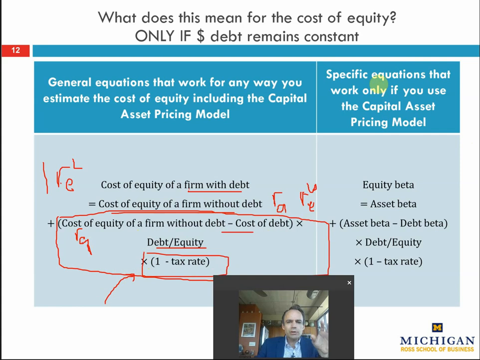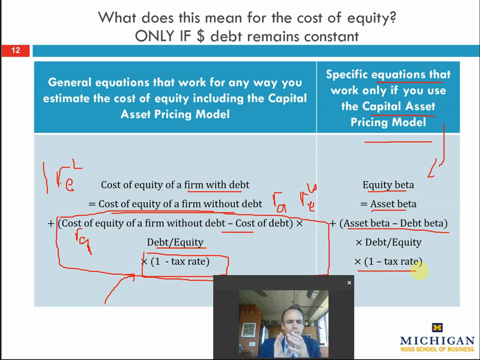The specific equations that only work if you're going to use the capital asset pricing model, this is the beta version of those equations. And it says equity beta equals asset beta plus asset beta minus debt beta times the debt to equity ratio times 1 minus the tax rate. So it's the same as the beta version that we had before, but there's just that 1 minus tax rate factor that appears right at the end.